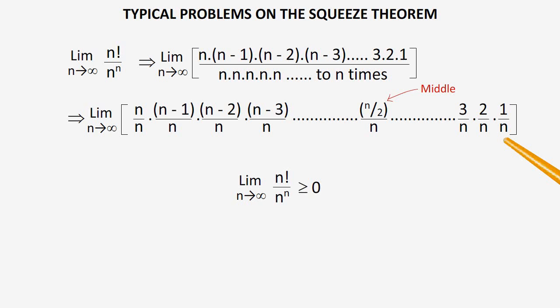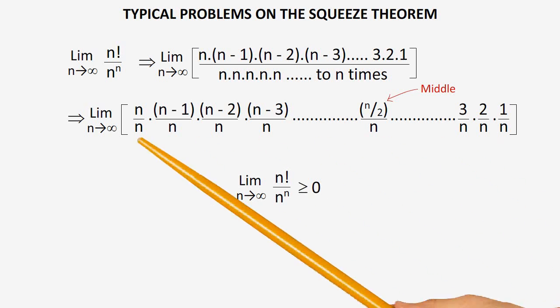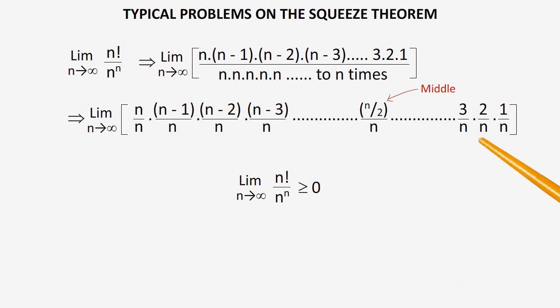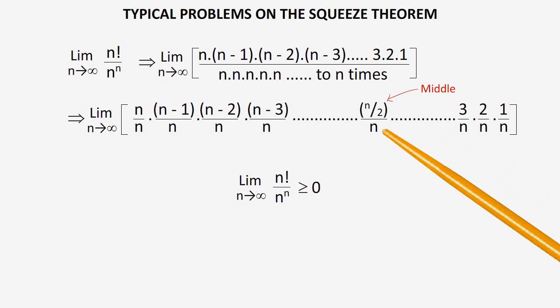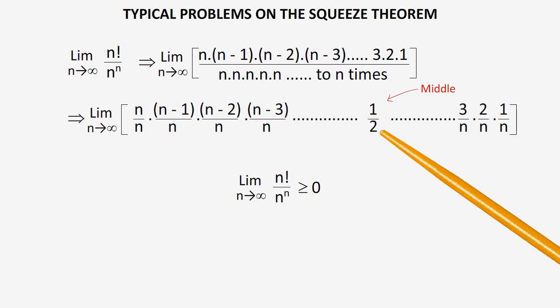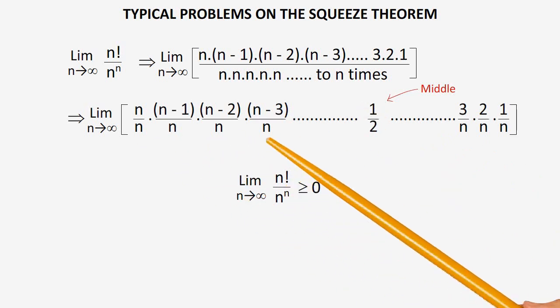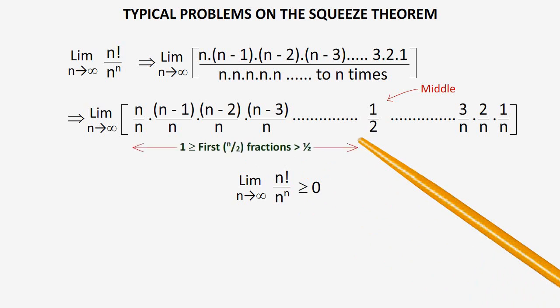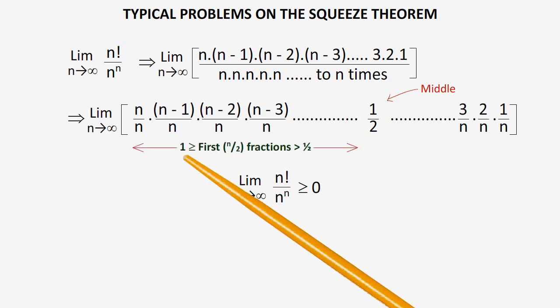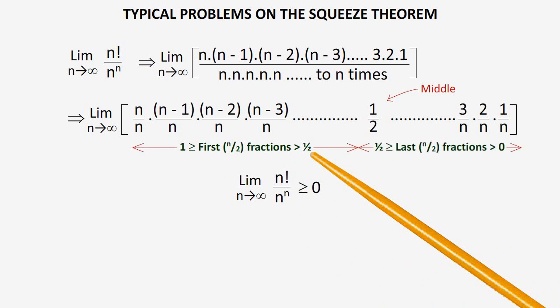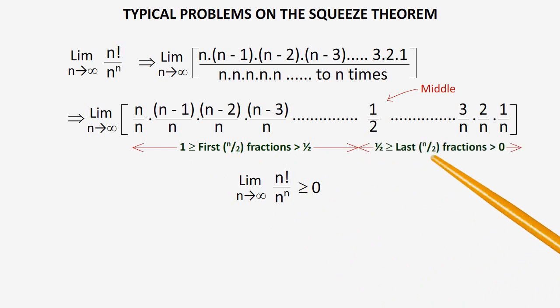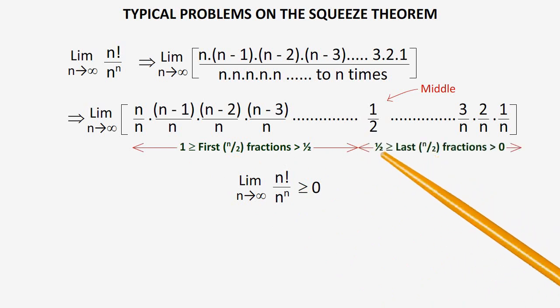It can be said that the value of the fractions decreases as we advance to the right. Now let us analyze the fractional term at the halfway mark. The fractional term in the middle would be n by 2 divided by n, which is equal to half. In this manner, we may conclude that the first n by 2 fractions have value less than or equal to 1 but greater than half, and the last n by 2 fractions have value less than or equal to half but greater than 0.